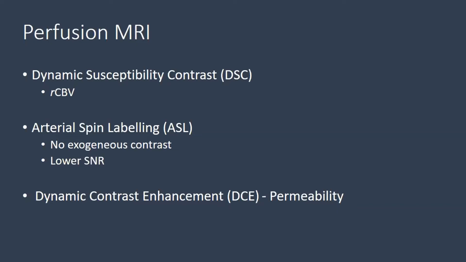Dynamic contrast enhancement, or DCE, measures the permeability or the leakiness of the vessels. While this has its value in gliomas, it is not as robust as DSC because of the inherent issues with getting an absolute value of K-trans. And that is beyond the scope of this lecture, but definitely for a physics person to look into.